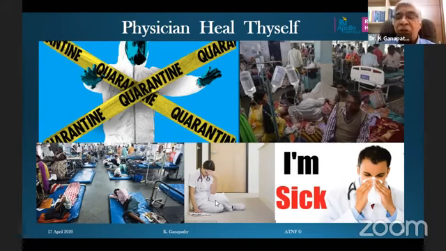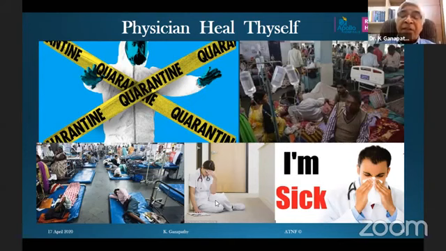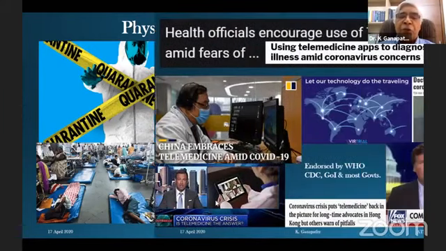Physician, heal thyself. This is one unique situation where the treatment is, what are we advocating? We are advocating that people suspected of even having a coronavirus-like illness refrain from attending a hospital physically. And therefore, it is particularly important that remote healthcare be practiced today.